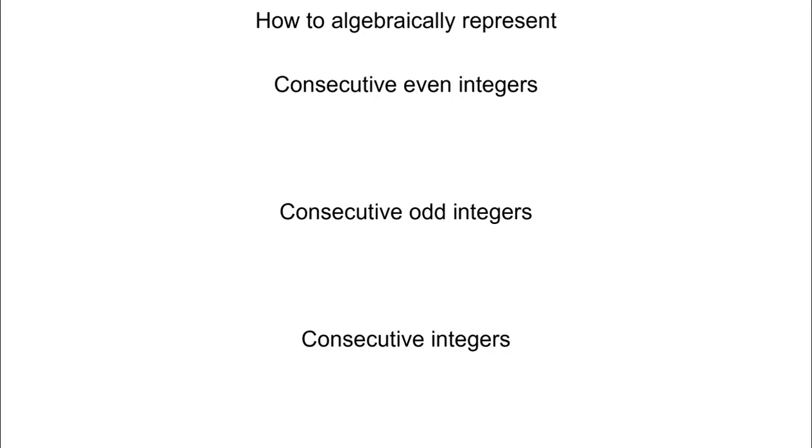But how do we represent consecutive even integers algebraically? We're always going to start by letting x, or any variable of your choice, could be y, z, a, b, it doesn't matter. We're going to let x equal the smaller of the two consecutive even integers. So this one's going to be the smaller even integer. Well, if x is the smaller of two even integers, how could we represent the larger even integer using x?